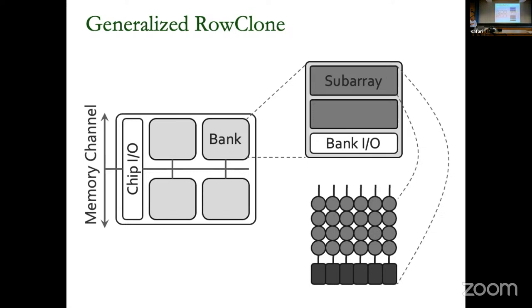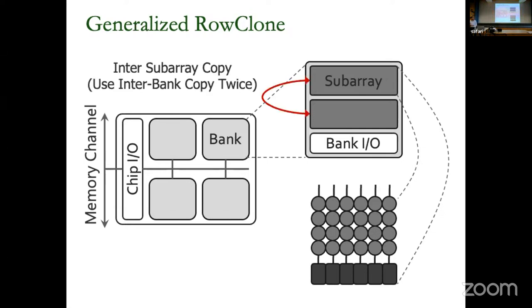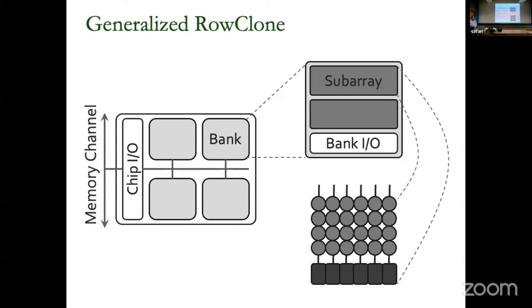mechanisms. I don't know if it was clear. The inter and intra can be confusing. Intra is inside and inter is external. So in the inter case, the source and the destination are external, in different subarrays. And in the other case, the source and destination rows are internal to the same subarray. Hopefully that clarifies more or less. Sure.